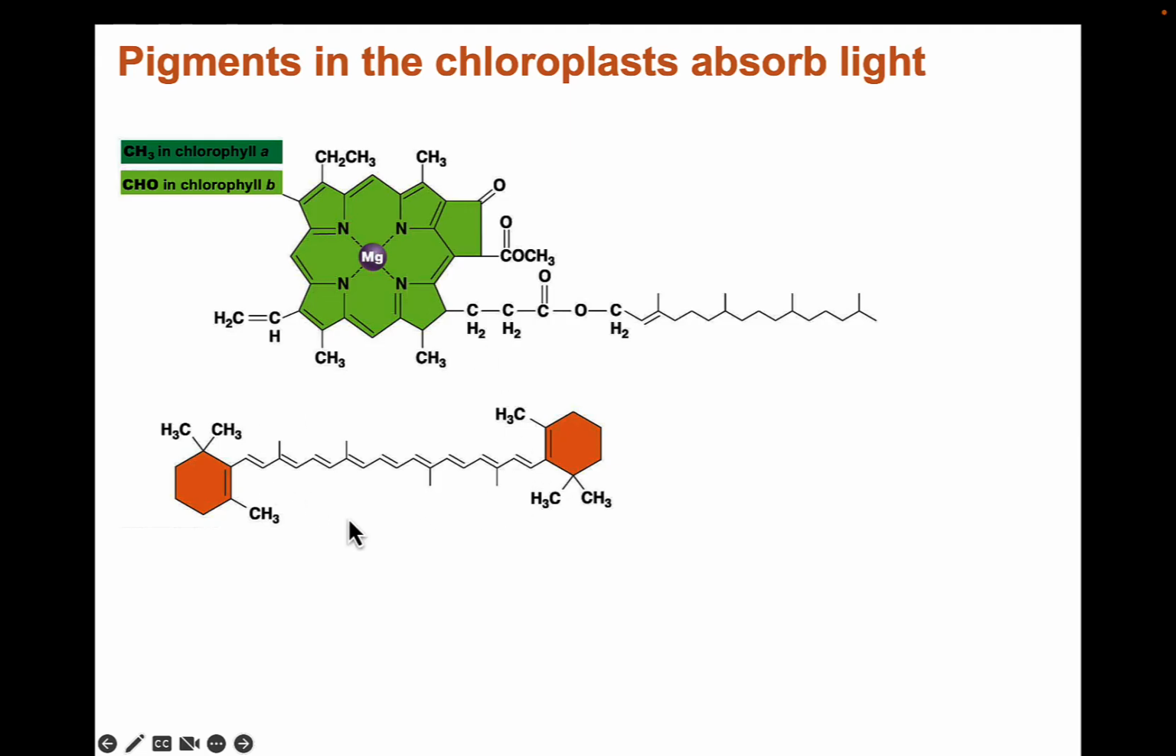Also, a small shout out for carotenoids. These function as accessory pigments, so they can extend the wavelength of light that's absorbed by plants or other photosynthetic organisms. But they also protect plants from ultraviolet light, or the ultraviolet part of the electromagnetic spectrum.